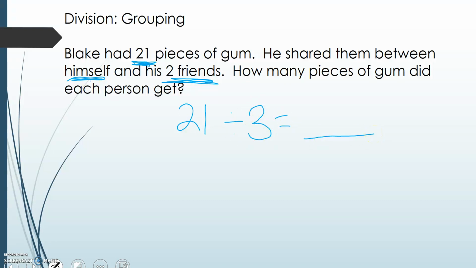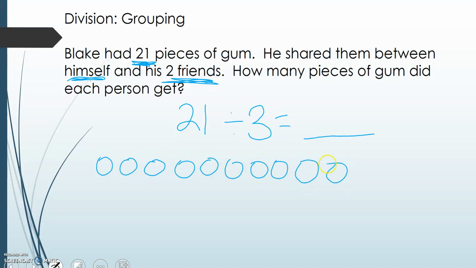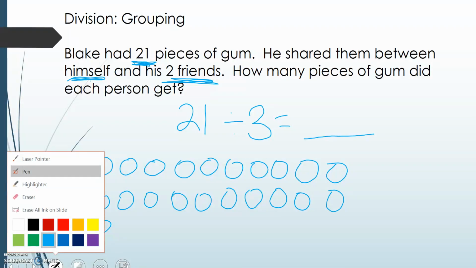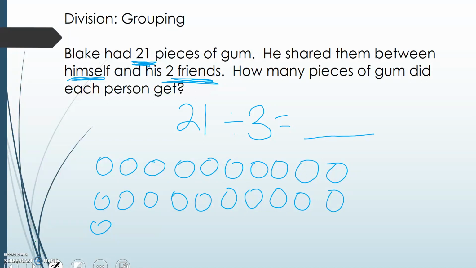Now, even though this is sharing, I can still use my grouping strategy because all of the division strategies work together. So I'm going to draw 21 circles. 1, 2, 3, 4, 5, 6, 7, 8, 9, 10, 11, 12, 13, 14, 15, 16, 17, 18, 19, 20, 21. Whenever I'm drawing large groups of numbers, I like to put them in lines of 10 so that I don't forget anything.